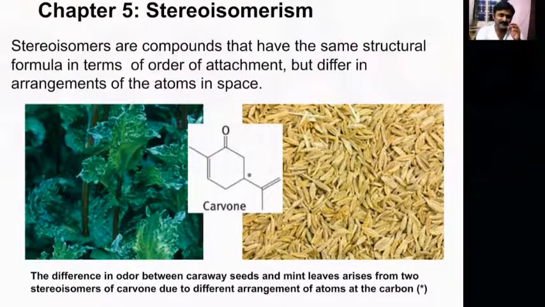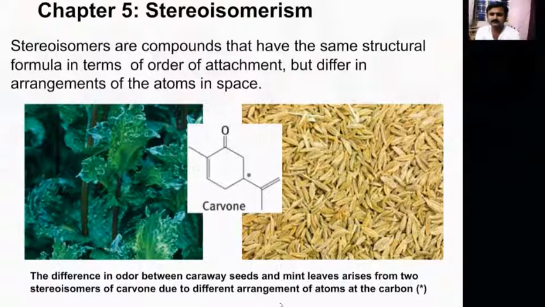Okay, you can see this picture. This is the difference in the odor between caraway seeds and mint leaves. These are caraway seeds and mint leaves. It arises from two stereoisomers of carvone due to different arrangement of atoms at the carbon center. So that carbon center is called a stereo center.